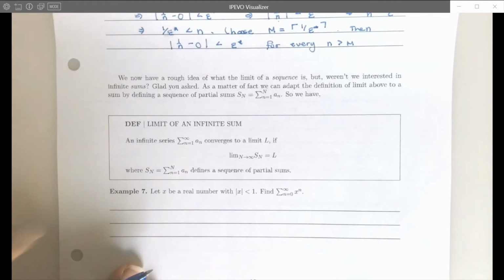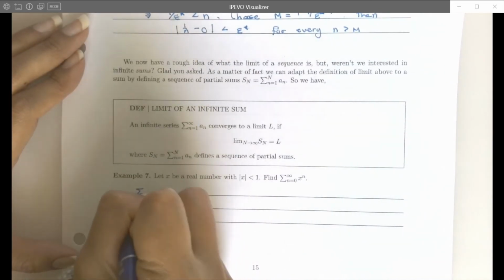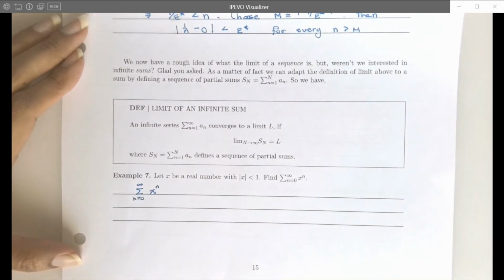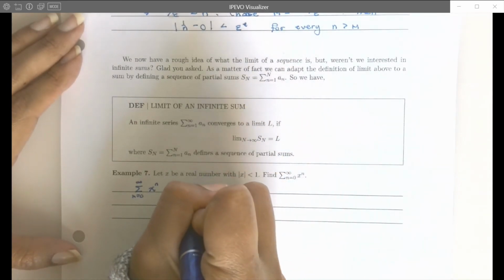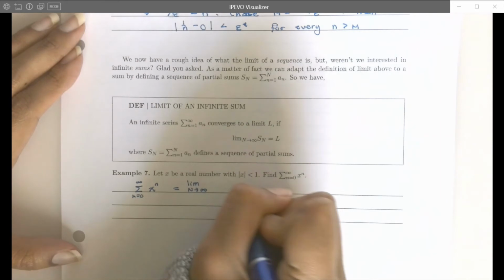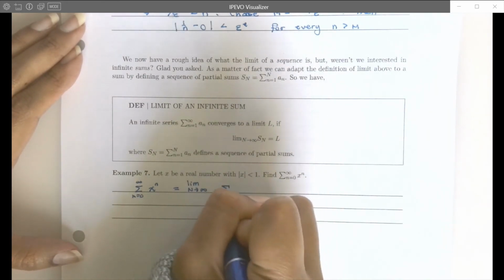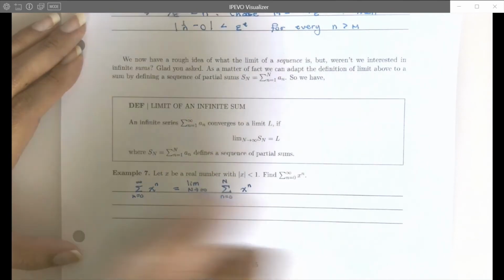Okay, so let's use that definition to evaluate the sum from n equals 0 to infinity of x to the n. According to the definition, this is going to converge if the limit as n tends to infinity of the partial sum, the sum from n equals 0 to capital N of x to the n, converges.